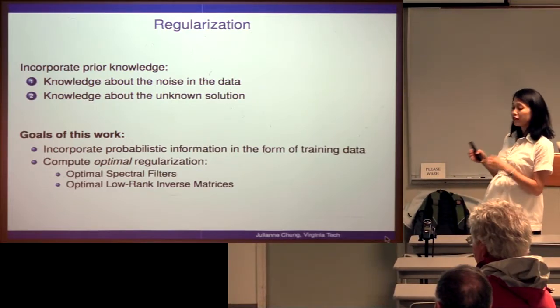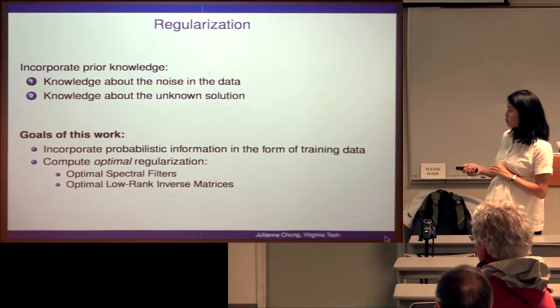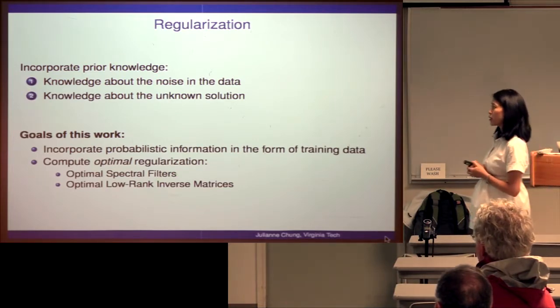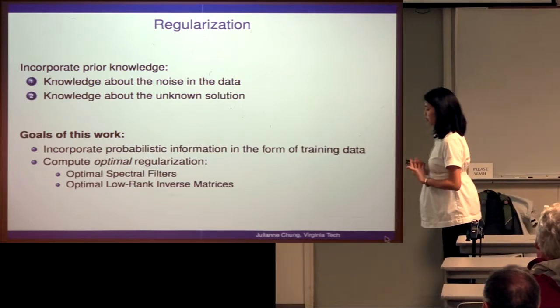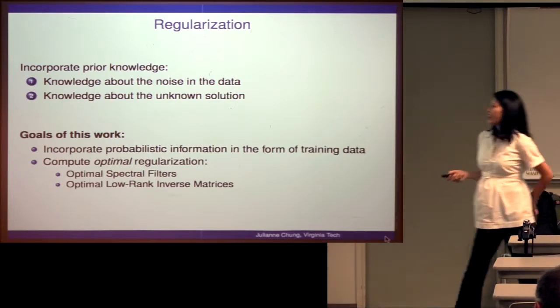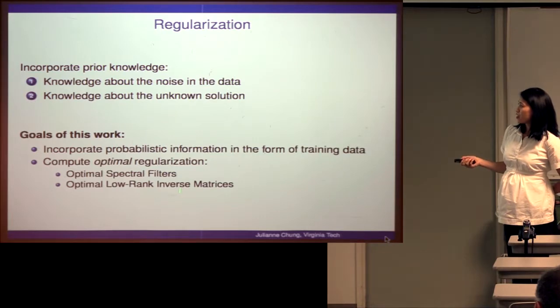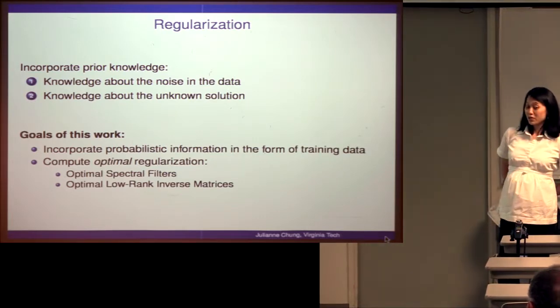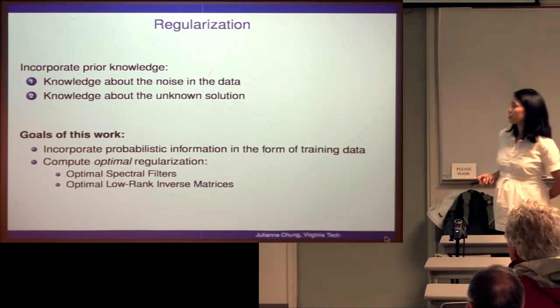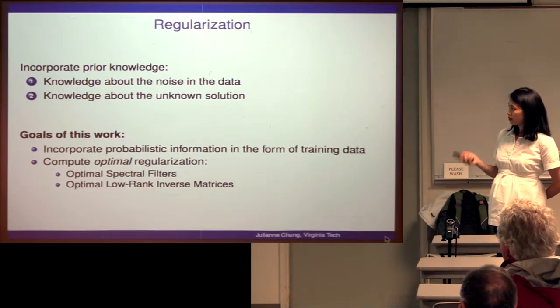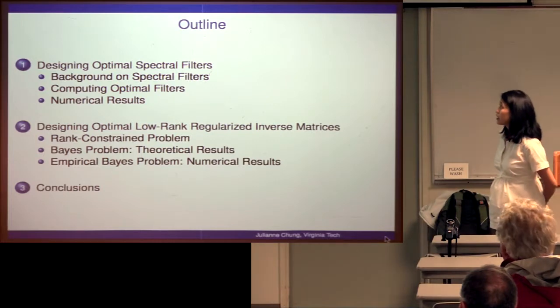And we're going to look at two different types of problems. We're first going to look at computing optimal spectral filters for problems where we know the forward model and we have some nice properties of the forward model. And then in the second half of the talk, I'm going to talk about, well, what happens if we don't know the forward model? Then how can we still compute optimal solution methods?